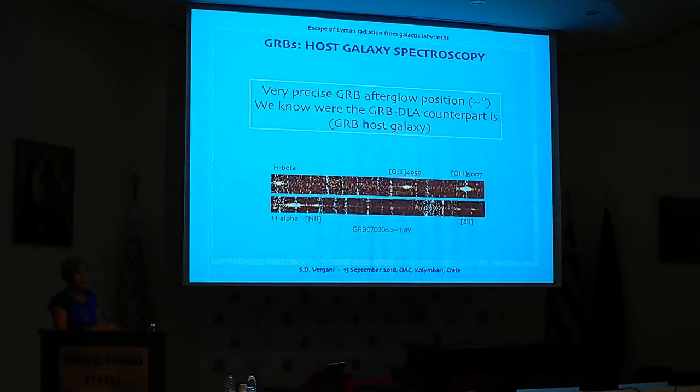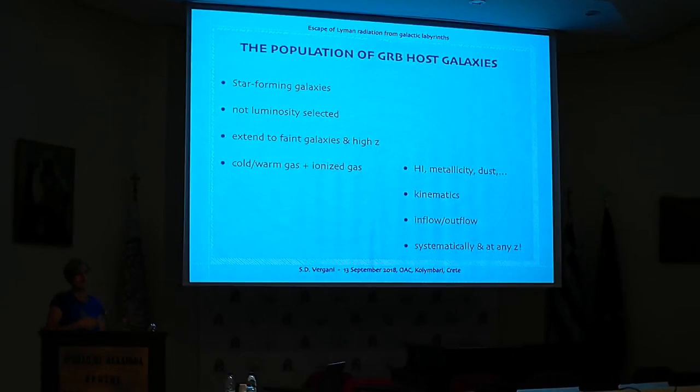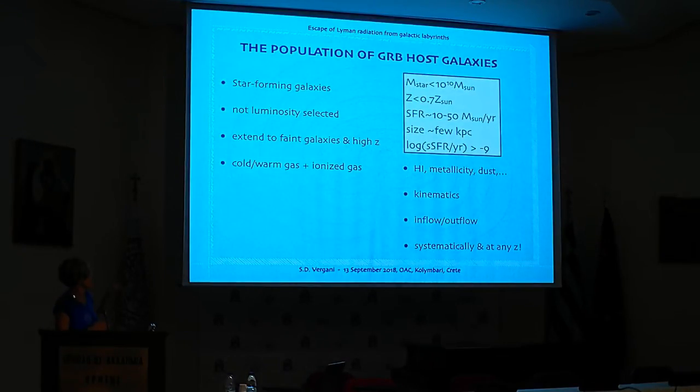Then, once the afterglow has faded, we can go and study the emission line properties of the host galaxies, because we have a very precise position of the GRB afterglow. And so we can go and study the counterpart of the GRB DLA, that is, the GRB host galaxies. Here I just put an example of the emission lines detected with X-shooter for a GRB host at redshift 1.5. So we have access to a population that is selected in a very different way compared to other galaxy surveys, a population of star-forming galaxies, not luminosity selected. And so we can extend galaxy studies to faint galaxies and high redshift, and we have almost systematically the information on the gas through the absorption lines and on the ionized gas through the emission lines.